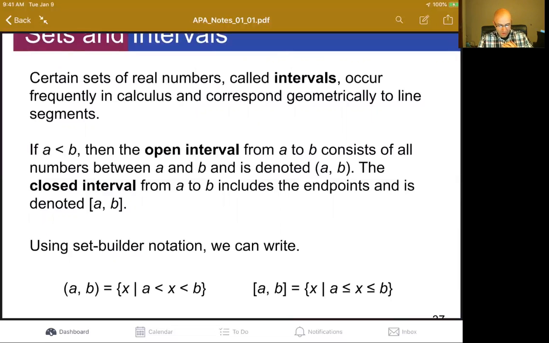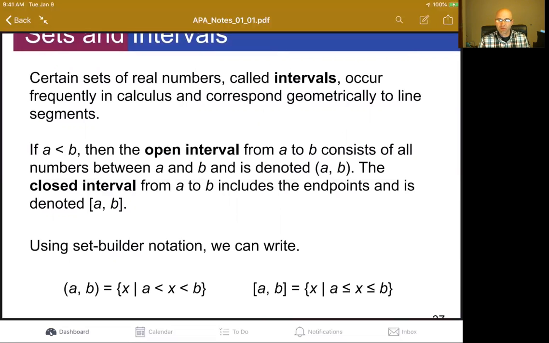Okay. So certain sets can be called intervals. And we'll talk about an open interval and a closed interval. If the endpoints do not exist in the set, we use the open interval if they're between B and A. If the endpoints are included in the set, use the closed interval. So that square bracket versus the parentheses is open versus closed.